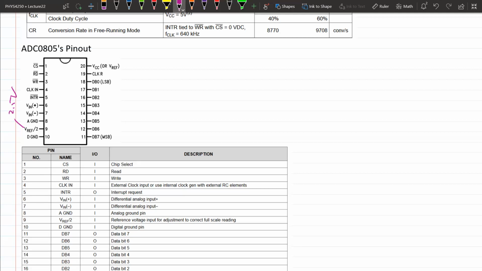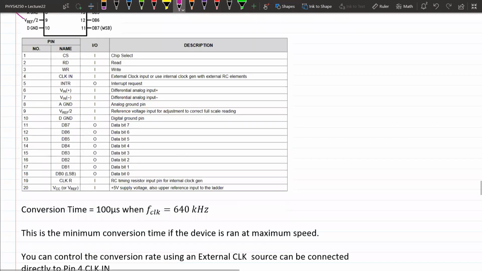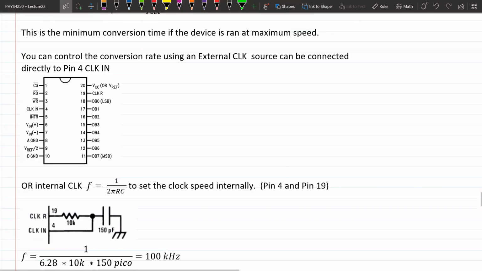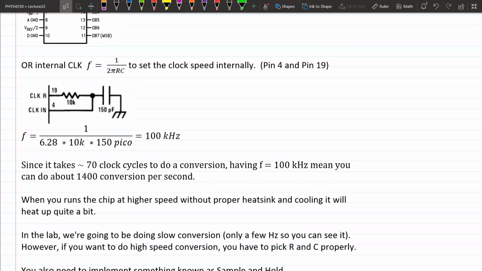It also has an internal clock. Okay, I'll show you how to actually hook up the internal clock. Internal clock can be set up with this little example here, right? In case you don't have an external function generator that gives you a clock, the chip itself has a clock. If you hook this clock R, which is pin 19, and then clock in, which is pin 4, it's very confusing. They're actually nowhere near each other, right? But the diagram just tells you how to connect things.